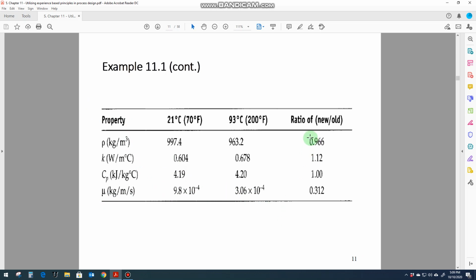Now this is the information that is already provided to us, and what we actually do here, we will take the ratio here, the ratio of the new one and the old one. So this is the new one and this is the old one. So we will simply calculate the ratio here, and we will see how we can actually use this ratio in our analysis.